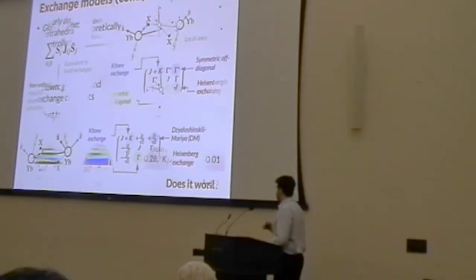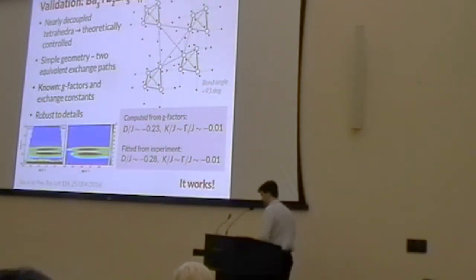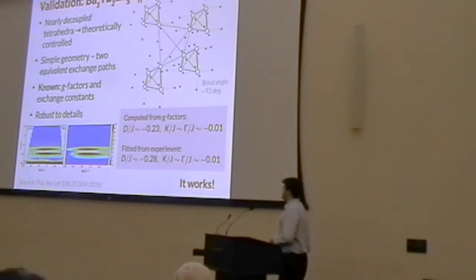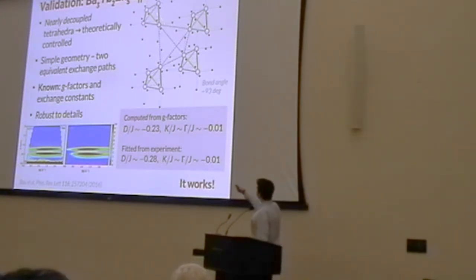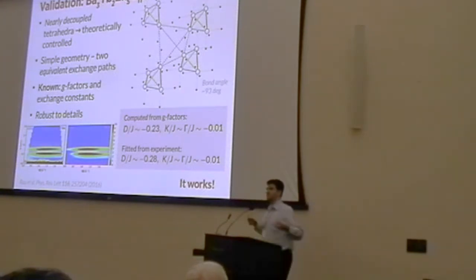Another nice thing about this is we have a ready-made test case. This is a breathing pyrochlore compound, barium ytterbium zinc oxide, which has this attractive feature that in some sense it is very simple, in that you have a very similar pyrochlore structure as you find in these spinels, except these individual tetrahedra are far apart.